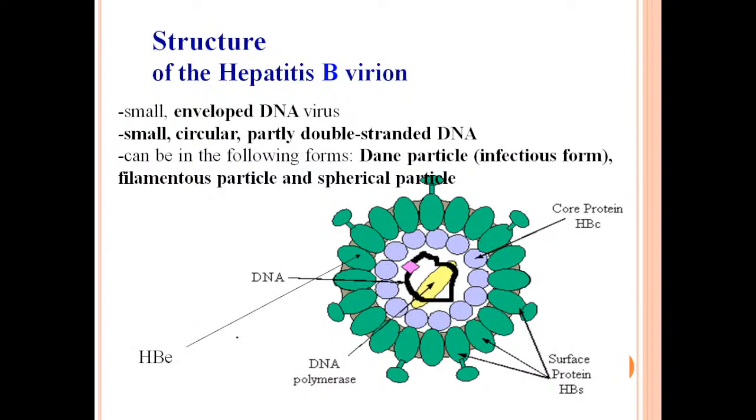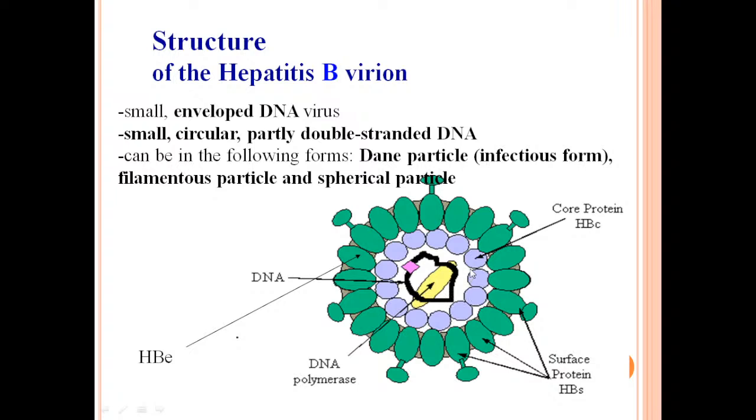Structure of hepatitis B virion. This is a small enveloped DNA virus. It contains small circular, partly double-stranded DNA. Hepatitis B virus may be in the following forms: DNA particle, which is the infectious form, and filamentous particle and spherical particle that are non-infectious forms. We can see in this diagram it is DNA.